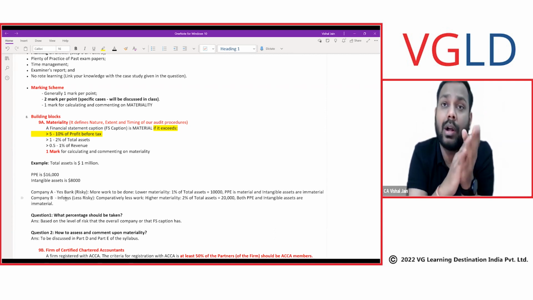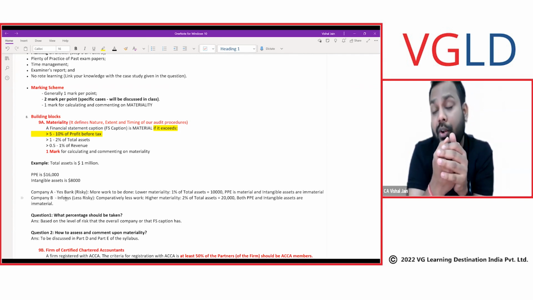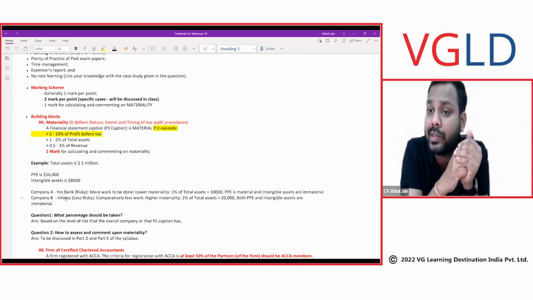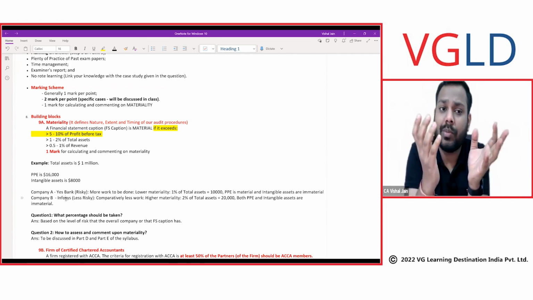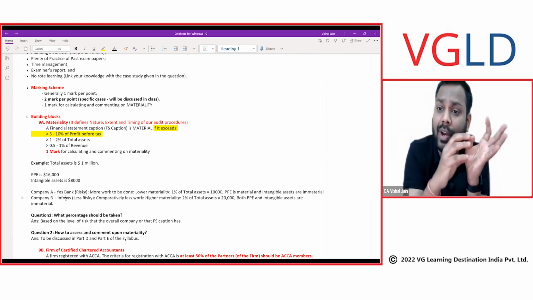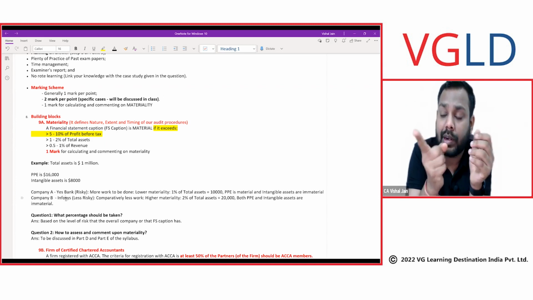Okay, there are two companies, one having centralized control and another having decentralized control. Tell me, which one is risky? Centralized control means one person having all the control, and decentralized control means different persons having control over different things. Which one is more risky, centralized control or decentralized control? Centralized control is more risky.